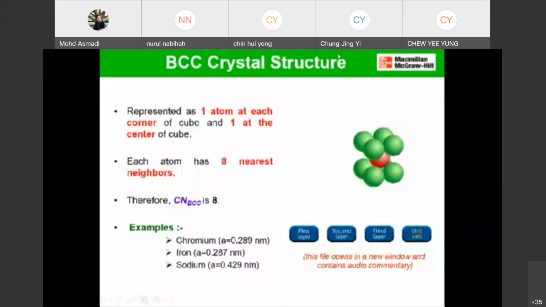Okay. For example, if you look here, the radius or the length for each atom, A is equal to 0.289 nm for chromium, iron, sodium. These have a body centered cubic structure.